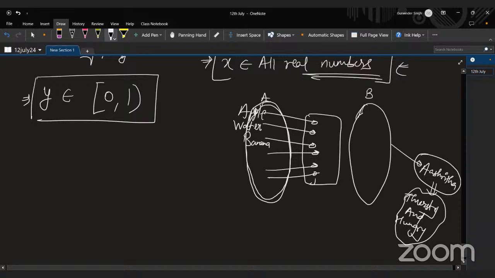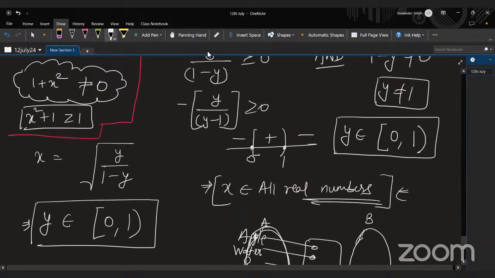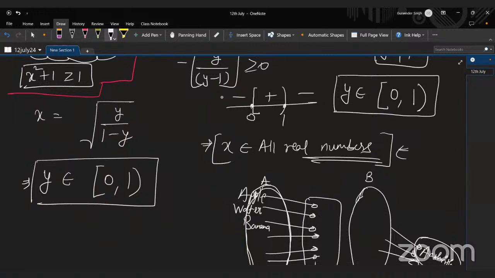Anything that comes out of this mixer can be given to her because she is really thirsty and hungry. So she has no restrictions right now. Okay. So similarly, x is equal to under root of y divided by 1 minus y. So x over here had no restrictions. I could put any real value of x. But y, in the input, I had restrictions.